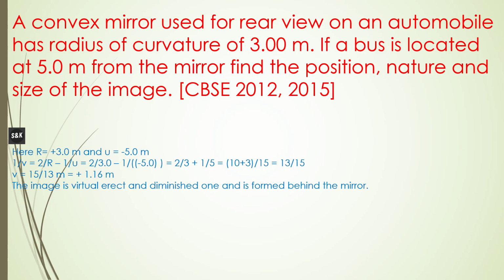Next, a convex mirror used for the rear view of an automobile has a radius of curvature of 3 meter. If a bus is located at 5 meter from the mirror, find the position, nature and the size of the image. Here R equals 3 meter and U equals minus 5 meter. By the mirror formula, we get V equals 15 by 13 meter and magnification is 1 by 16 meter. So the image is virtual, erect and diminished, formed behind the mirror.